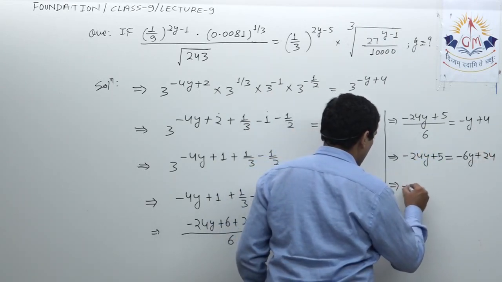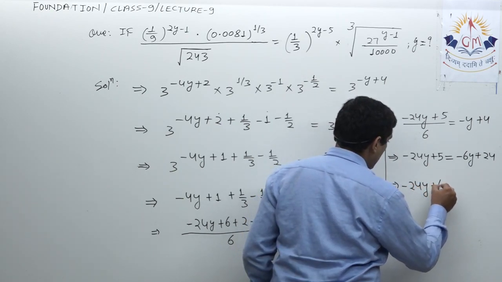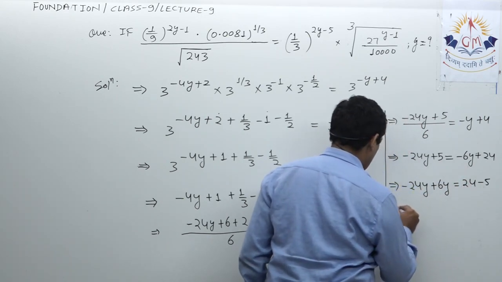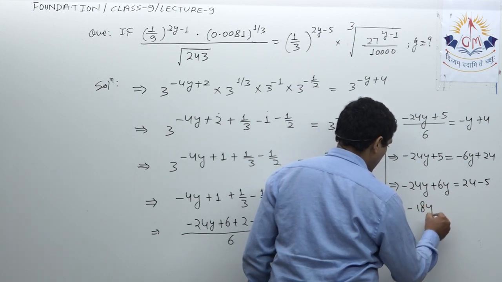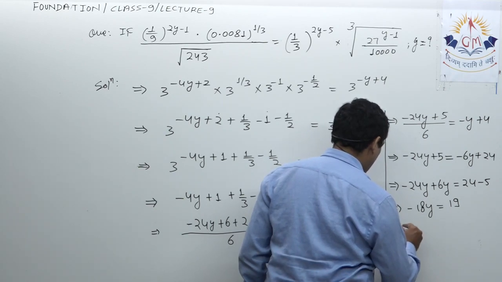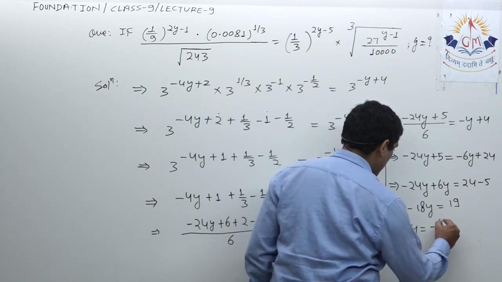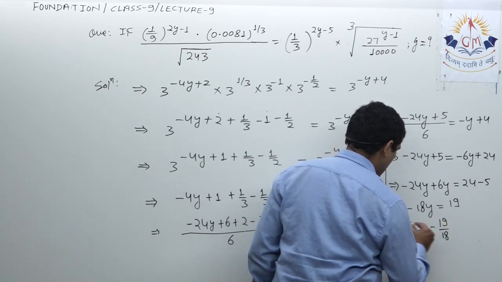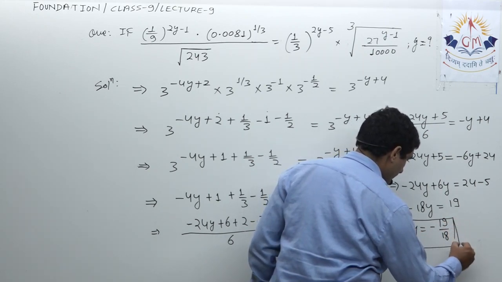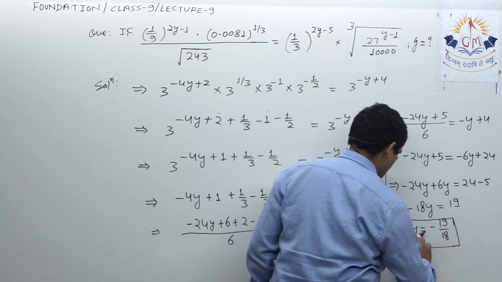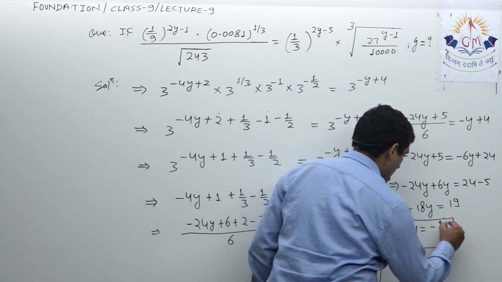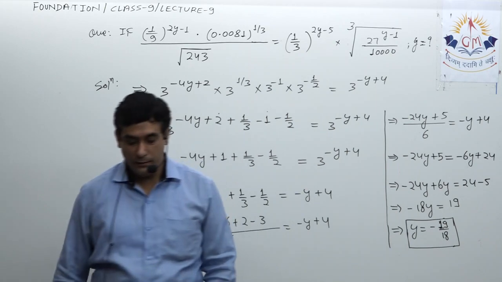So now minus 24y plus 6y is equal to 24 minus 5. So this is minus 18y is equal to 19. So my final answer is y is equal to minus 19 upon 18. This is my final answer. Okay, so please note it down. Okay, then we'll see the next question.